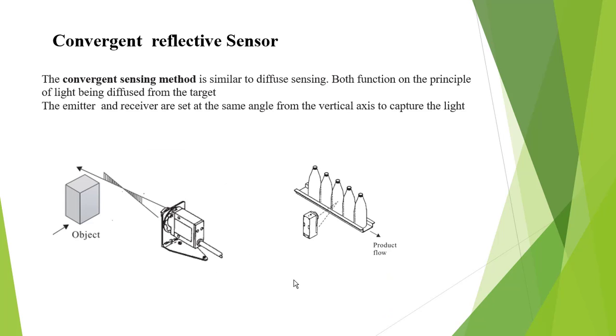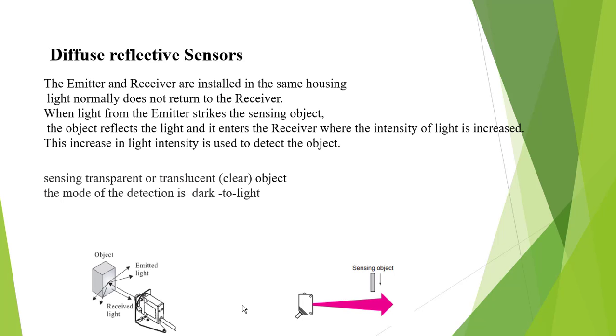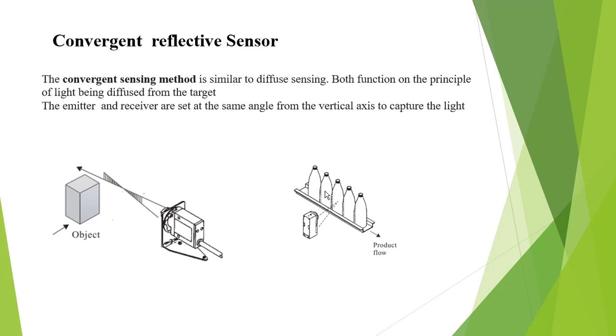Next one is the convergent reflective sensor. It is similar to the diffuse sensor. Both function the same way, diffusing light from the target, but the angle is different. The emitter and receiver are set at the same angle from the vertical axis to capture the light. Just the angle is different; this one is always parallel. If you look at it this way, the bottle, it just catches it. Okay.